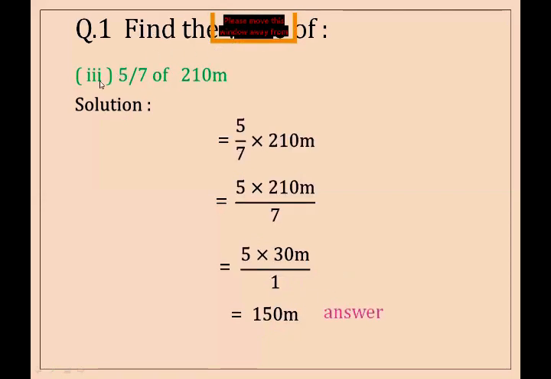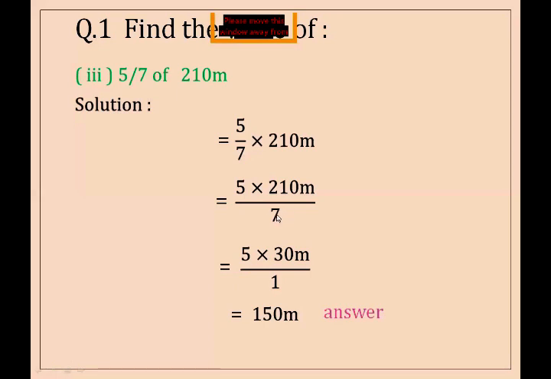Question number 1, find the value of. The third part is 5 upon 7 of 210 meters. This M is denoted by meters. So here we start the solution. 5 upon 7, this "of" is replaced by the multiply sign, and here we write 210 meters. Again we multiply the numerator by the whole number, which is 5 multiplied by 210 meters and divided by 7.